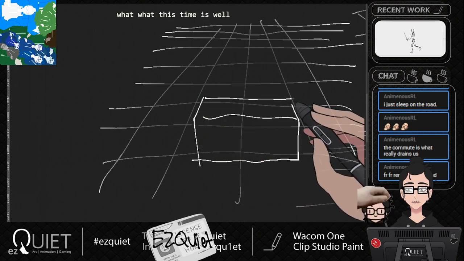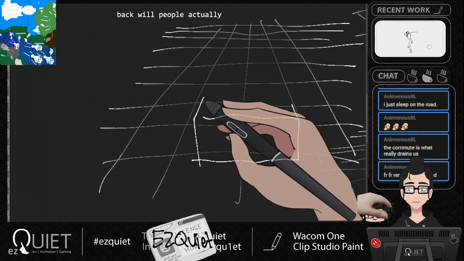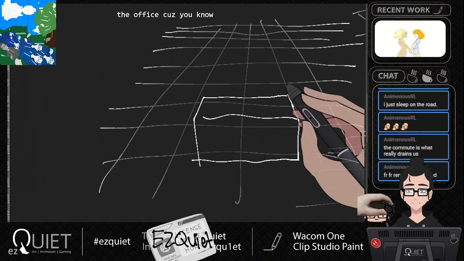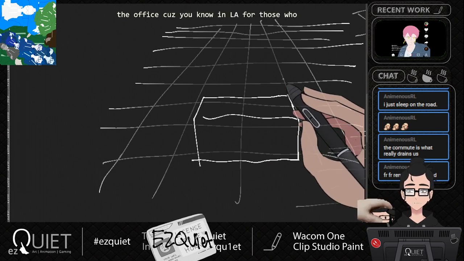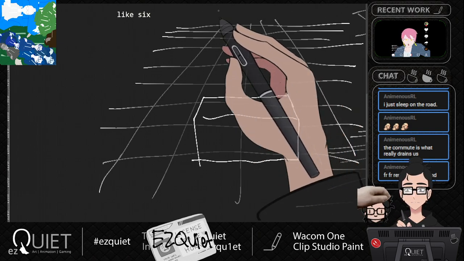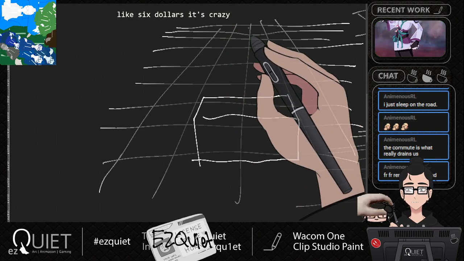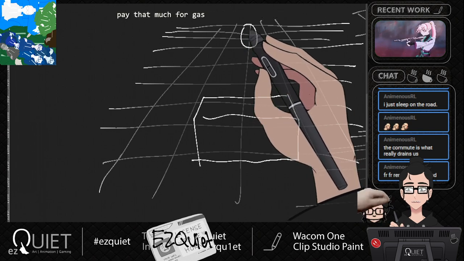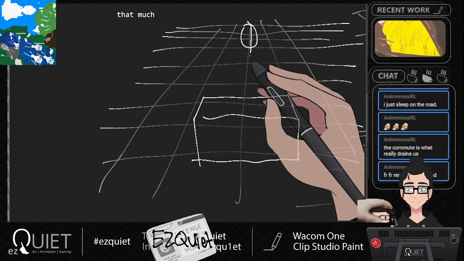Will people actually go back? Will people actually want to go back to the office? Because, you know, in LA, for those who don't know, gas is expensive. It's like $6 now for gas. I don't know, it's crazy. I don't want to pay that much for gas. Why would I pay that much? You know? And I'm driving an hour.